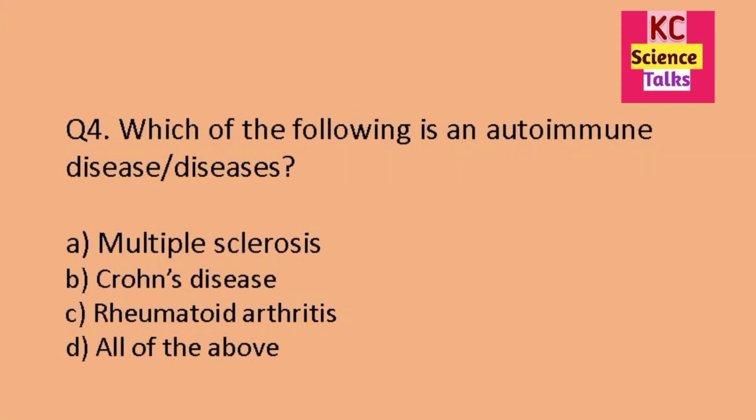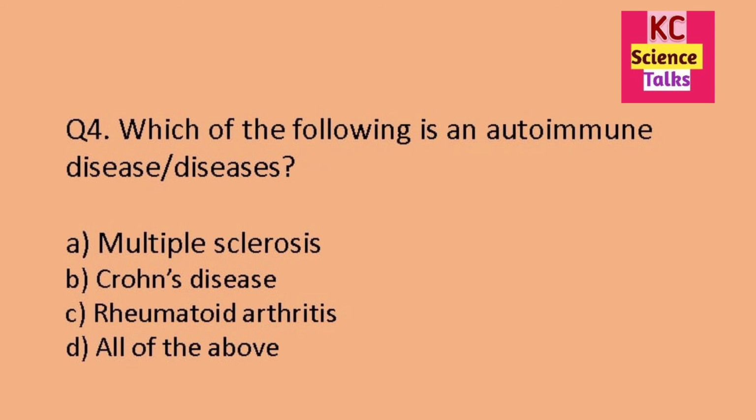So question number 4, which of the following is an autoimmune disease or diseases? So guys, what are autoimmune diseases? Autoimmune diseases are caused by malfunctioning of the immune system. When immune system cannot recognize between self and non-self, it attacks the host. In other words, if our immune system attacks our own body, then this could lead to autoimmune diseases.